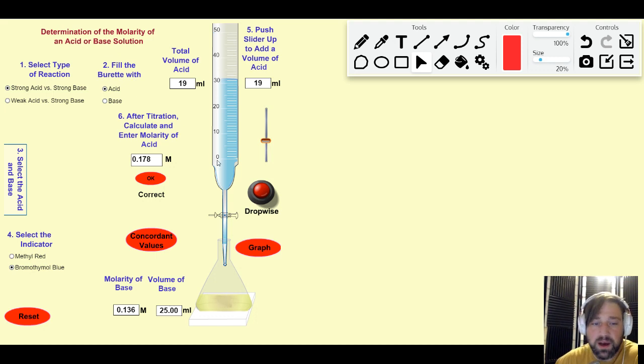So that's what's going on today. All right. You can also do kind of a drop-wise thing. So if you hit 18.5 and you're like, it flashed yellow, just do drop-wise until you get the exact number there.